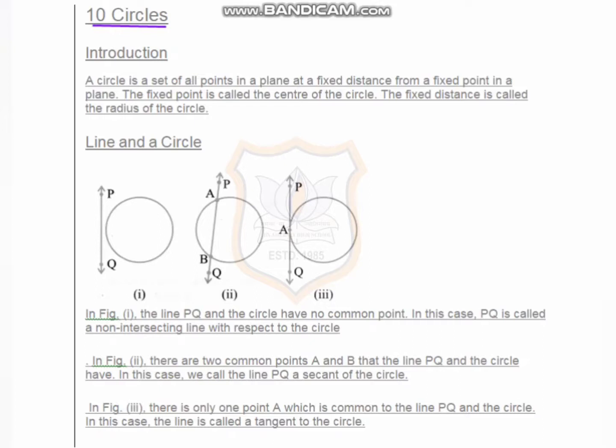First of all, what is a circle? Introduction of a circle. A circle is a set of points in a plane at a fixed distance from a fixed point in the plane. First of all, we have to know the four parts of a circle.